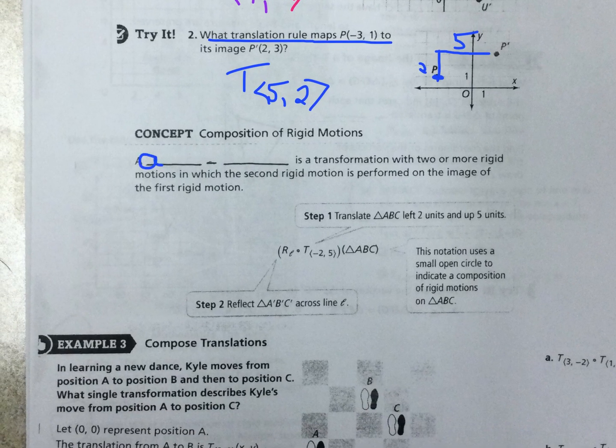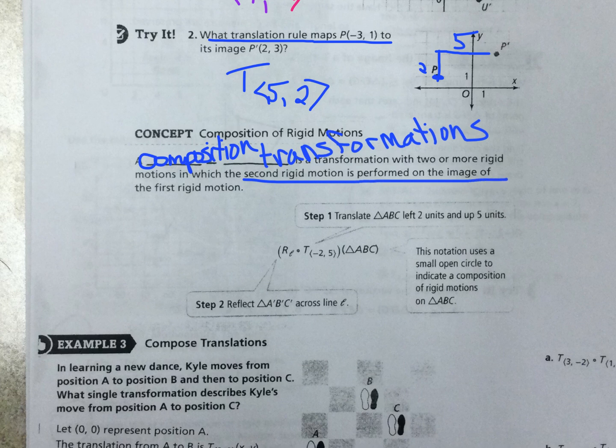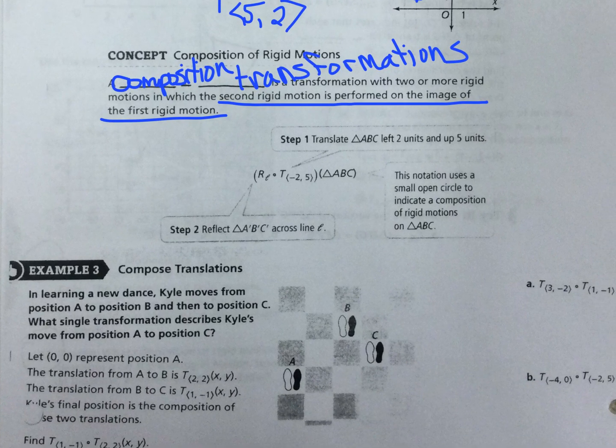A composition of transformations, sorry, I was looking above. Composition of transformations is a transformation with 2 or more rigid motions in which the second rigid motion is performed on the image of the first rigid motion. So you just keep going. You make a second one.